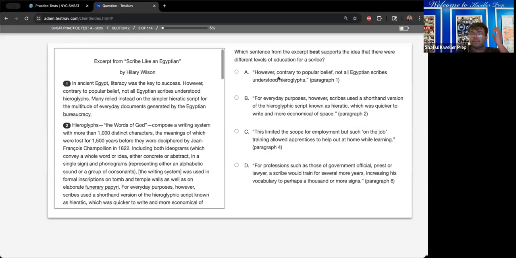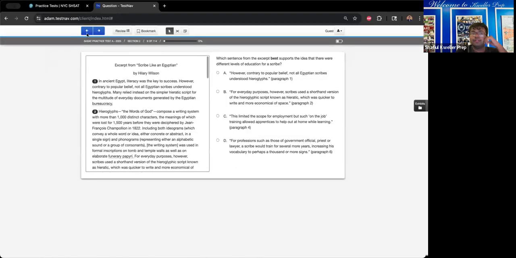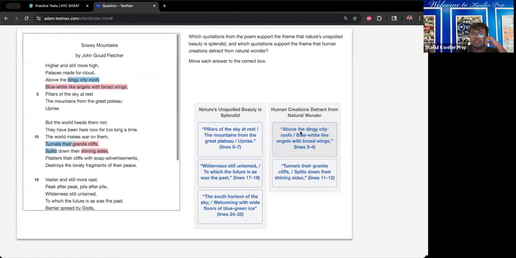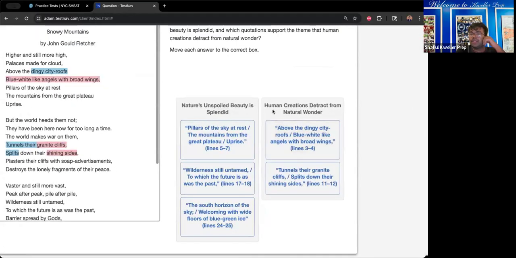And someone said, how does the first box in the detracting category fit? So this one, because the city roofs are human creations, and it's trying to show how human creations are detracting from the natural wonder. The natural wonder is the blue, white like angels.